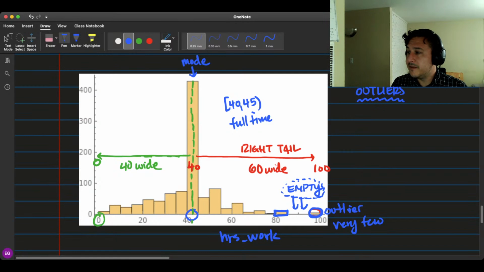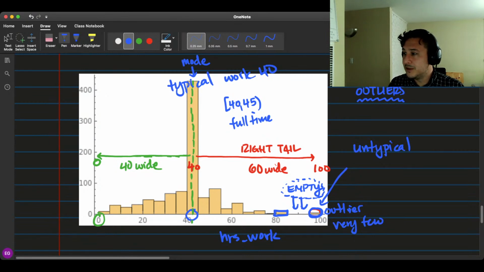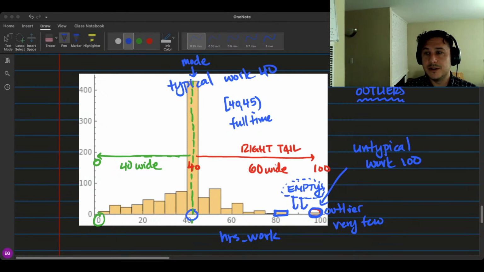Outliers are very untypical values. So the mode is what's typical. It's typical that people work 40 hours. And then there's this other bin right here. It's untypical to work 100 hours a week, right? If someone told you they were working 100 hours a week, you'd probably be like, holy shit, why are you doing that? That's crazy. No one else does this. That's what it means to be an outlier. So you can identify them on the graph by some sort of blank space and then a very small bin at the end.